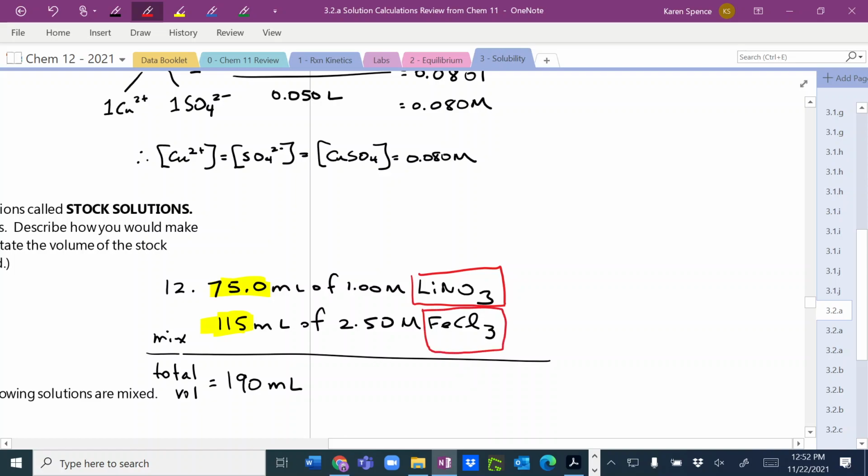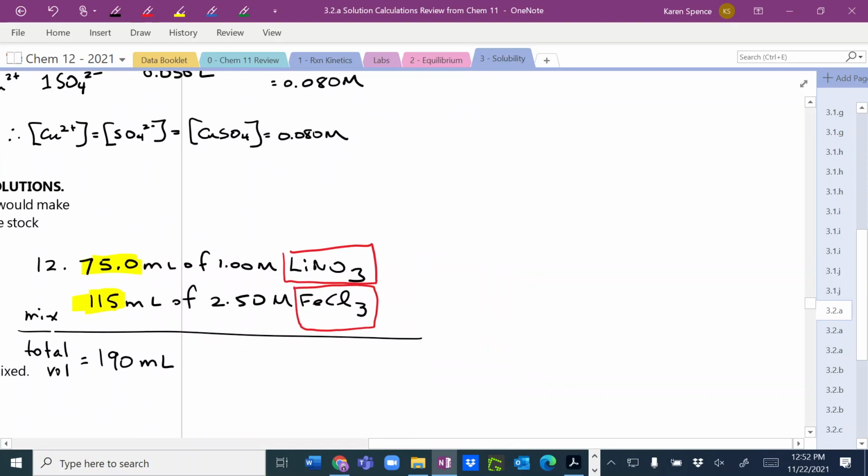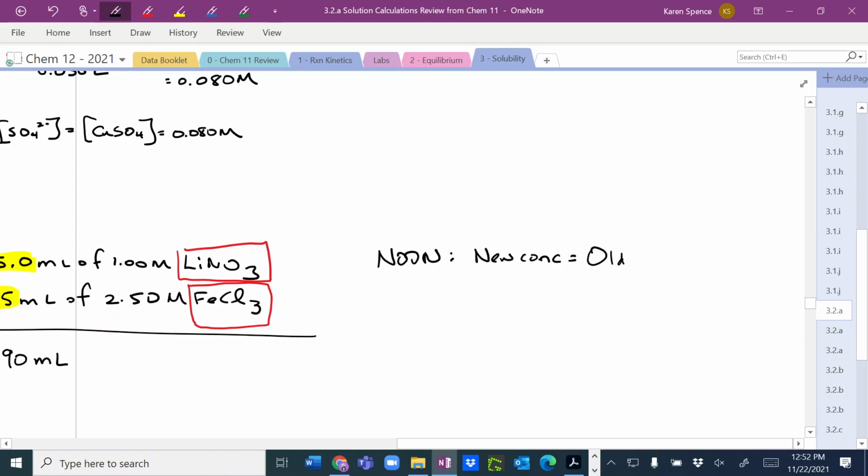Do you have a preferred method that you like to use? You don't mind either? Can I show you a new one today? Okay, I'm going to show you guys a new dilution calculation. It's actually just M1V1 rearranged, but I like to call it the noon method. Your new concentration is equal to your old concentration times your old volume over the new volume.